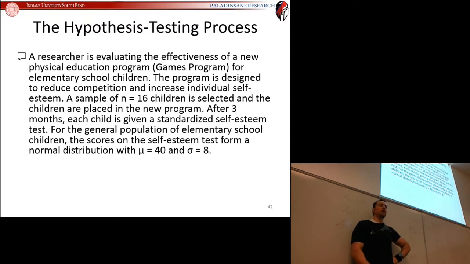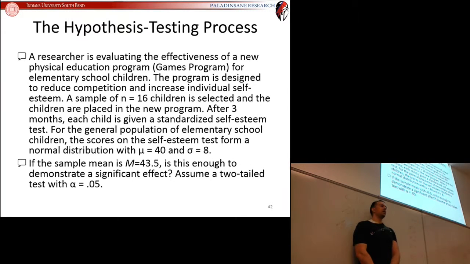For the general population of elementary school children, the scores on that self-esteem test form a normal distribution with a mean of 40 and a standard deviation of 8. So because we're using a standardized test, we actually know the population distribution. That test has a population mean of 40 and a population standard deviation of 8.